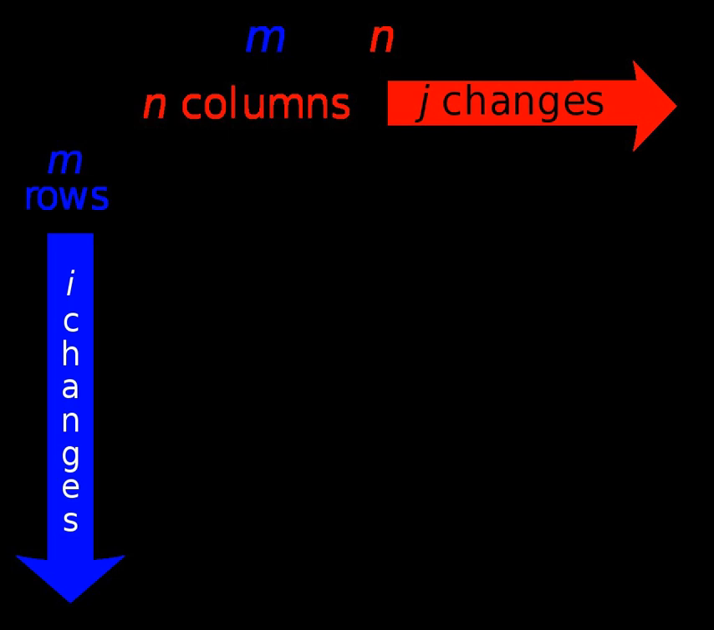Main types. Diagonal and triangular matrix. If all entries of A below the main diagonal are zero, A is called an upper triangular matrix. Similarly, if all entries of A above the main diagonal are zero, A is called a lower triangular matrix. If all entries outside the main diagonal are zero, A is called a diagonal matrix.